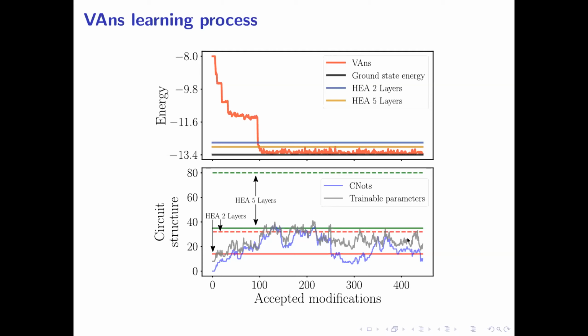I show the number of C-nodes that we get as a function of time, and the number of trainable parameters that we get. And what we see is that, compared to taking a hardware efficient ansatz with the same number of either trainable parameters or the same number of C-nodes, we even get a lower energy, which is promising, in particular for scenarios where we may have noise.